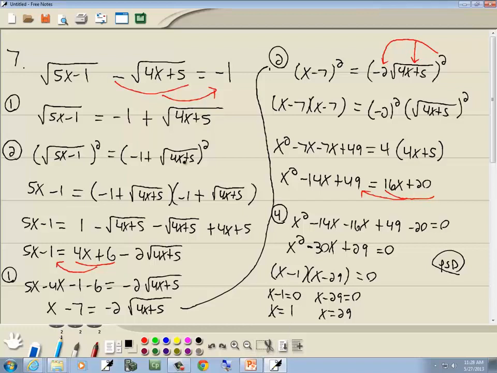Let's check them. If I put 1 up here, 5 times 1 is 5, minus 1 is 4, square root of 4 is 2. If I put 1 here, 4 times 1 is 4, plus 5 is 9, square root of 9 is 3. So I get 2 minus 3, which does give us negative 1. So that checks.